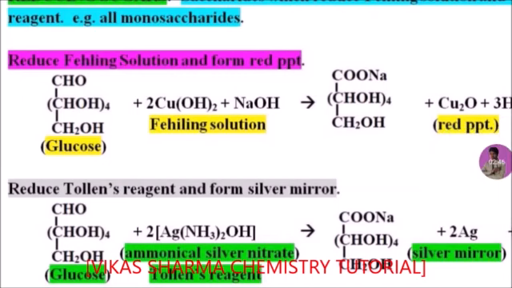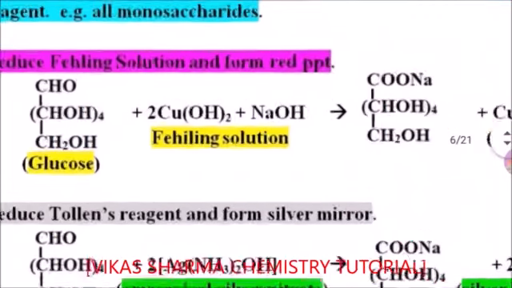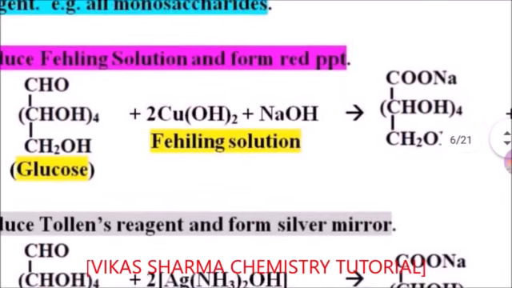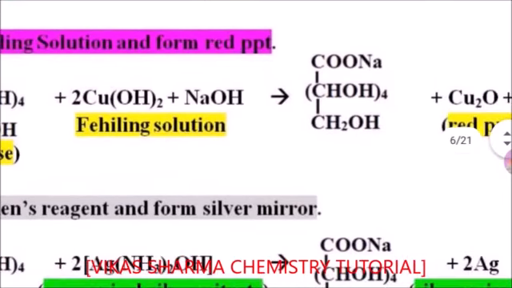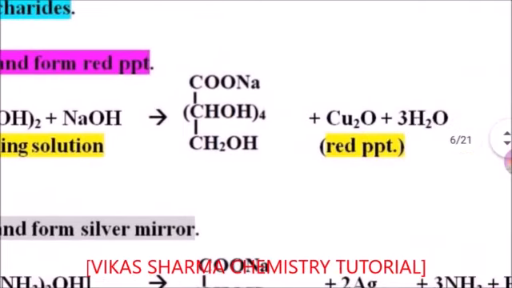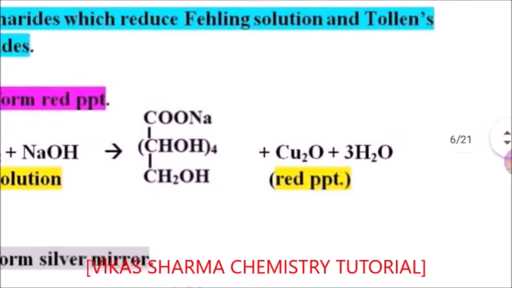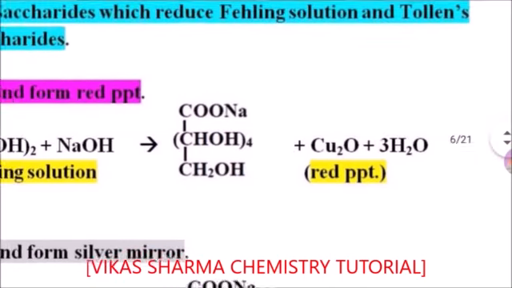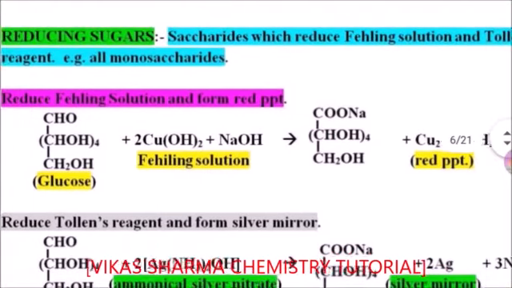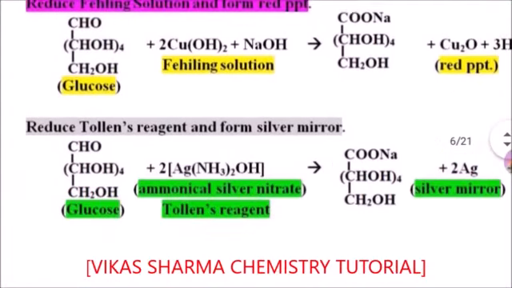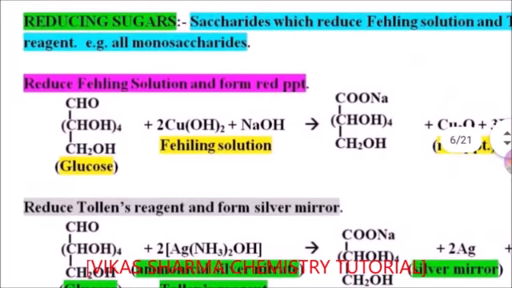So first, we take the example of the monosaccharide glucose. When glucose reacts with Fehling's solution, which is CuSO4 plus sodium hydroxide NaOH, it gives an intermediate product and forms a red precipitate of copper oxide, Cu2O. So the formation of the red precipitate is proved. They reduce the Fehling's solution. So these are considered reducing sugars.